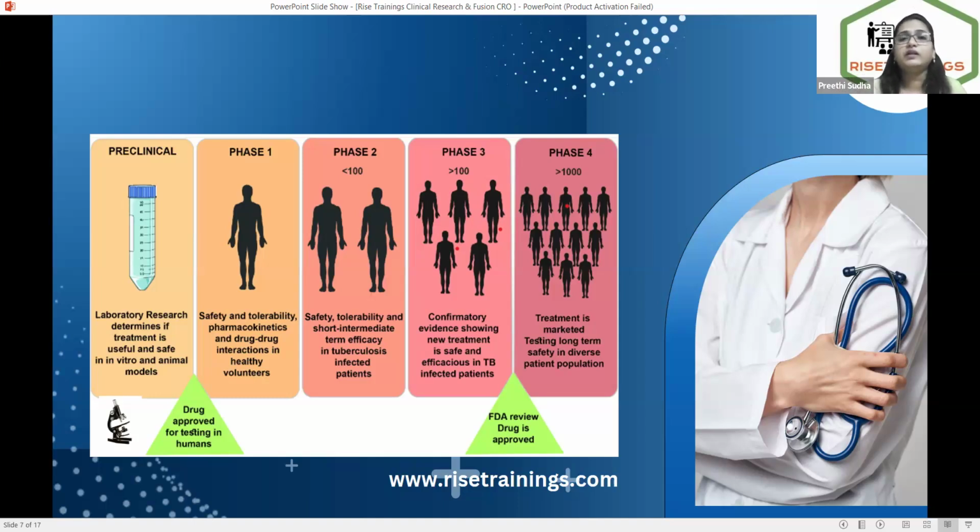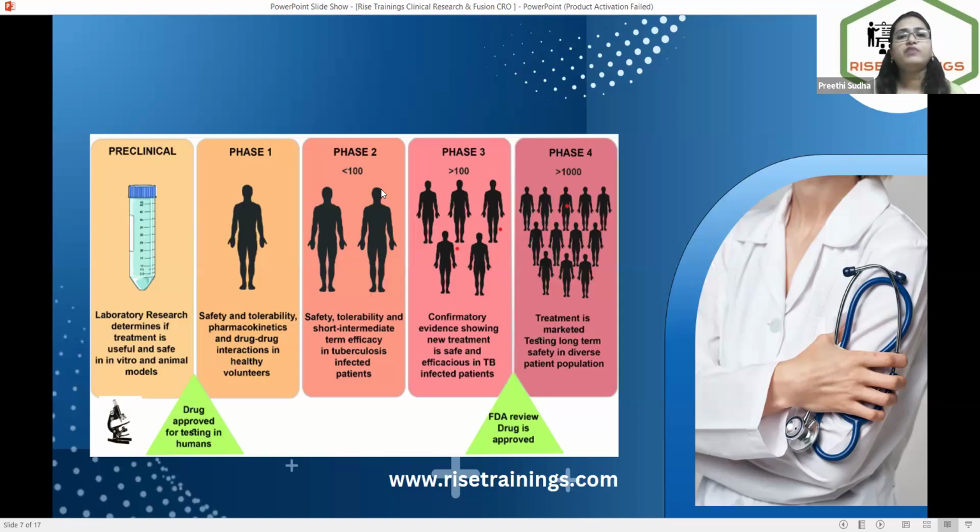Coming to the next one, phase 2 studies. After successful completion of phase 1 studies, they will go for phase 2 studies. In phase 2, they will check the safety and effectiveness of the medication in a few hundred people. Not only the safety, but also the effect of the medication. How effective is this medication? They'll check that. So that is phase 2.